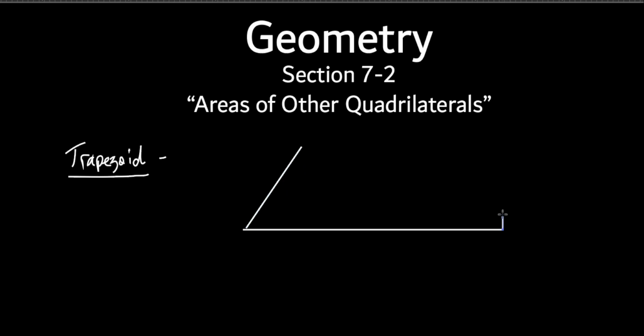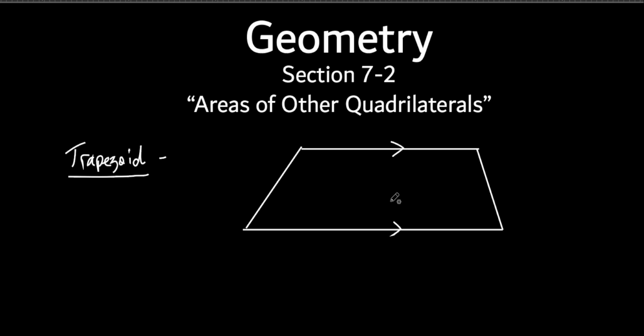All right, here we go. See, everybody was paying attention. These two lines are parallel to each other. So what is this thing right here? This is a what? A trapezoid.